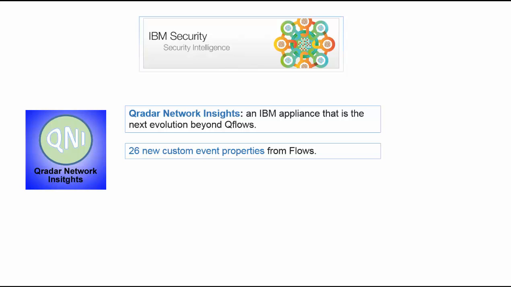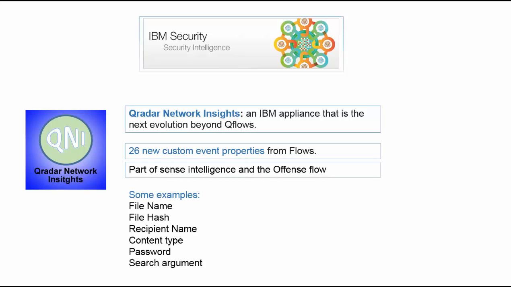But there's 26 new custom event properties that come from NetFlow, based on what we now have in this QRadar Network Insights, and they become part of the offense flow, right? So everything we learn here becomes part of the core intelligence of QRadar. You don't have to write rules for this. You don't have to sit around and say, okay, I've got this data, now what do I do with it? It's automatically taking this data and it's writing offenses to your table for you, right? And these are some examples of it.